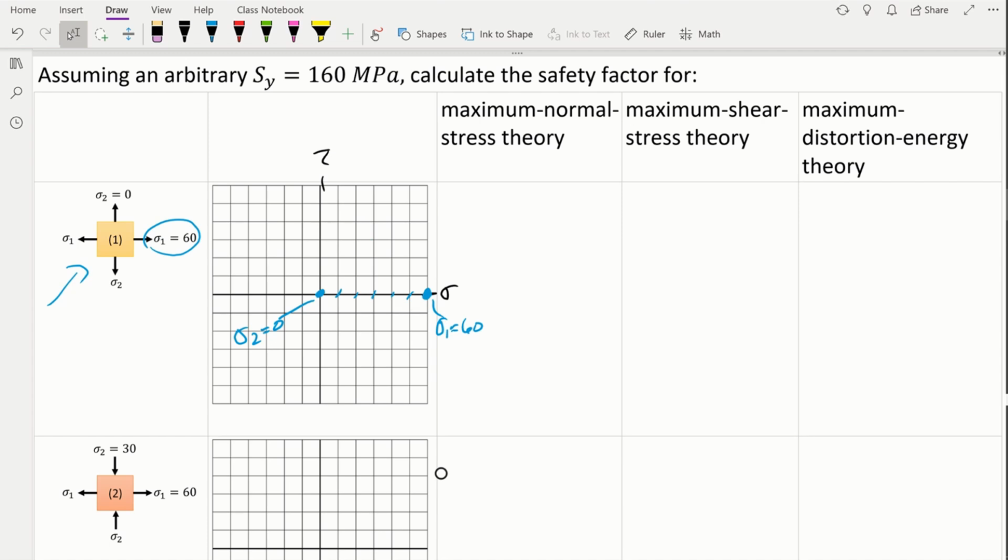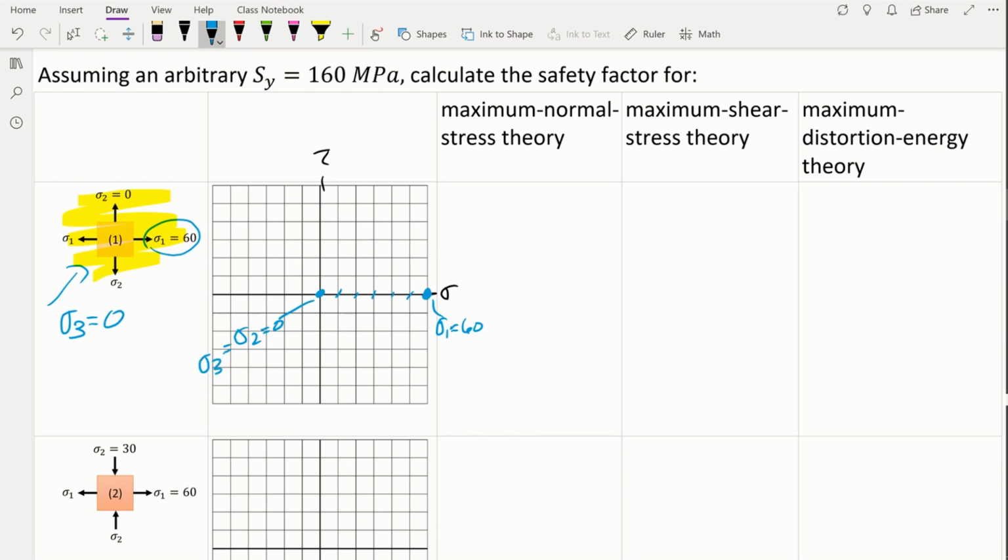Now, all the information that they give us is on this guy, right? There's no mention of sigma 3. So whenever sigma 3 is not mentioned, we can assume that sigma 3 equals 0. Right? So sigma 3 equals sigma 2 equals 0. There we go. So now we have 2 points. We know that any of those 2 points lie on that circle. So this over here would be the diameter of the circle.